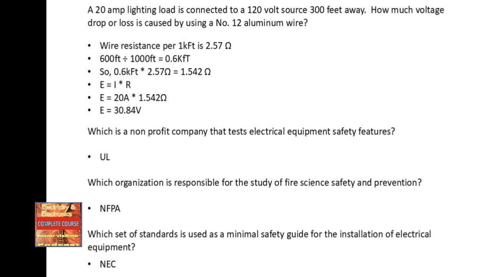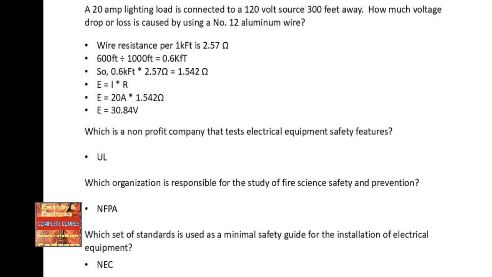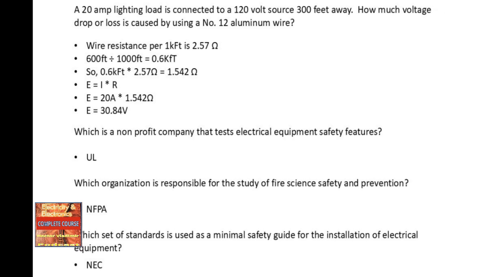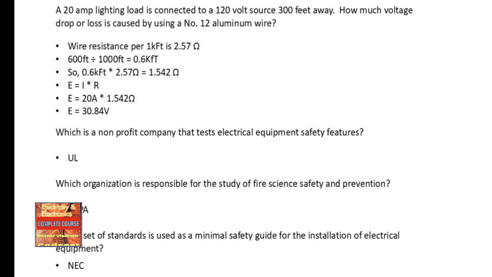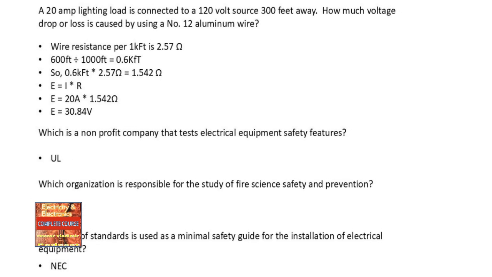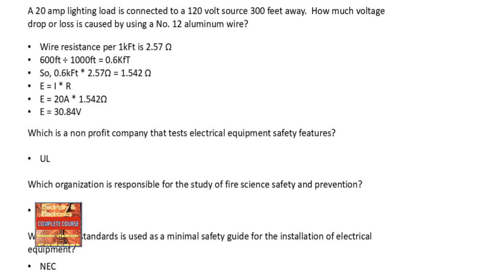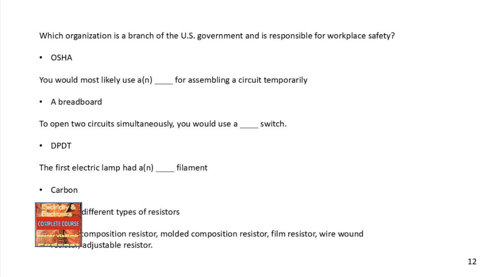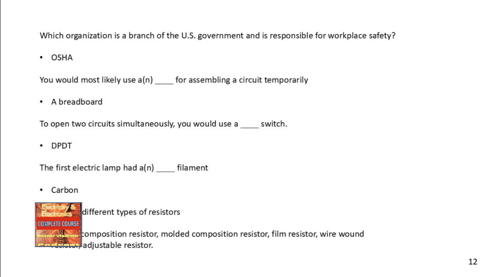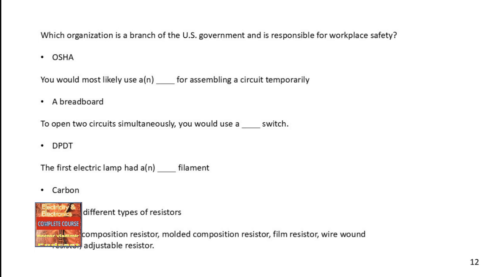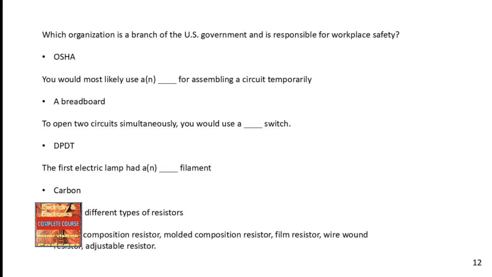Which is a non-profit company that tests electrical equipment safety features? That'd be the UL, that is Underwriters Laboratories. Which organization is responsible for the study of fire science, safety, and prevention? That'd be the NFPA, National Fire Protection Association, which is the set of standards that is used as a minimal safety guide for the installation of electrical equipment. That would be your NEC, National Electric Code, which is part of the NFPA. Which organization is a branch of the U.S. government and is responsible for workplace safety? OSHA, and that is Occupational Safety and Health Administration.